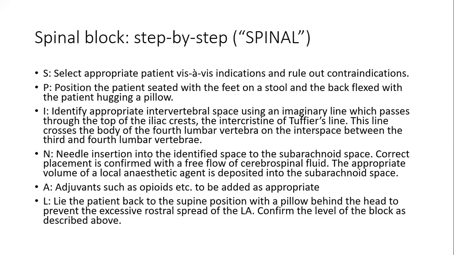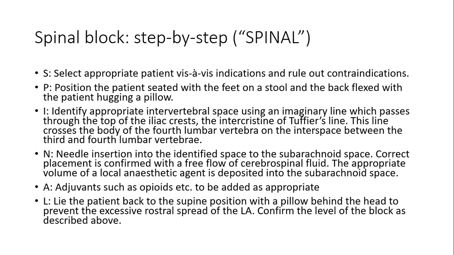Then secondly, after you have selected the appropriate patient for the appropriate technique, you want to position the patient. We're going to look at different positions that are adopted for spinal anesthesia, but commonly the sitting position is what is adopted in our centers and our settings. I know that some also do lateral, but for the sitting position, you want to position the patient seated with the feet on a stool and the back flexed. You can do this by telling the patient to hug a pillow. You want to identify the appropriate intervertebral space. And how do you do that?